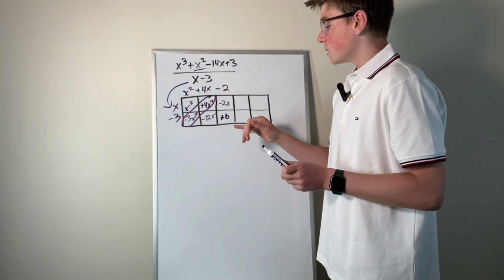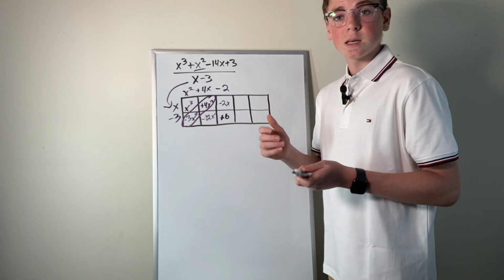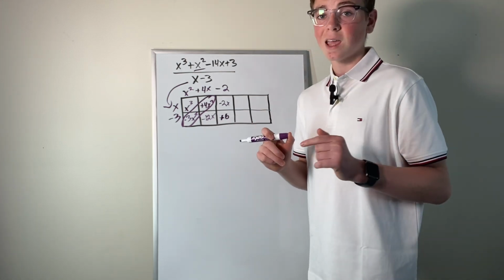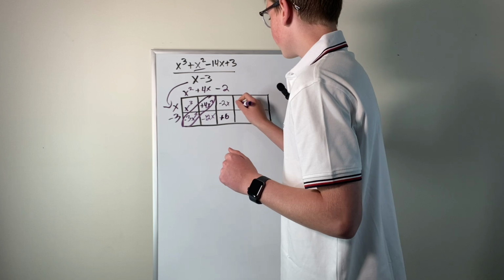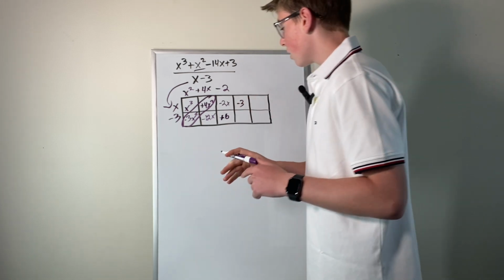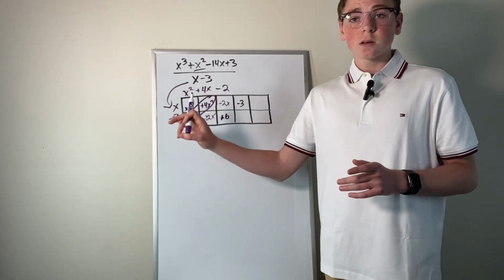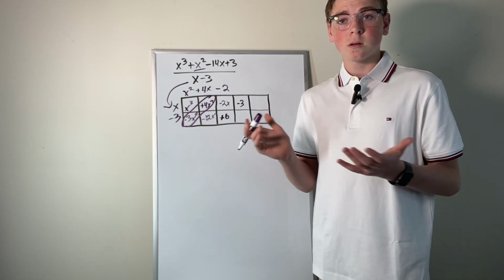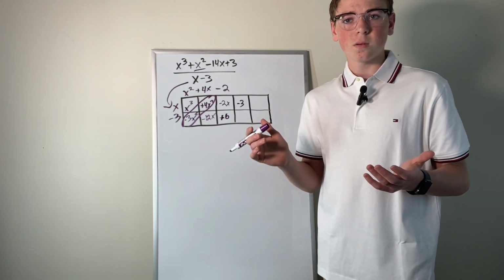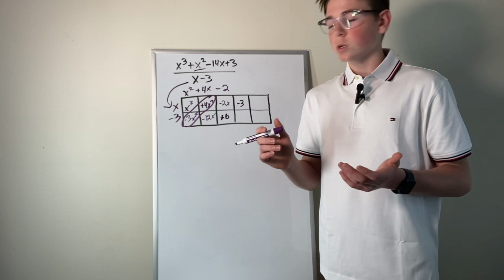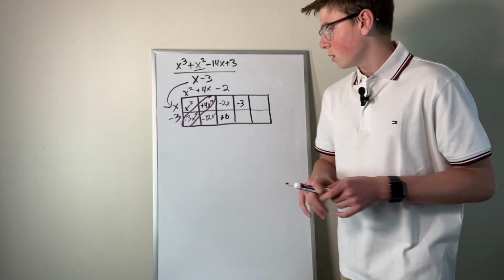No. So 6 plus what is equal to 3? Well, 6 plus negative 3 is equal to 3. So this will be a negative 3 in this box. But then we see x goes into negative 3 how many times? Well, x doesn't go into negative 3. So that's a remainder right there.